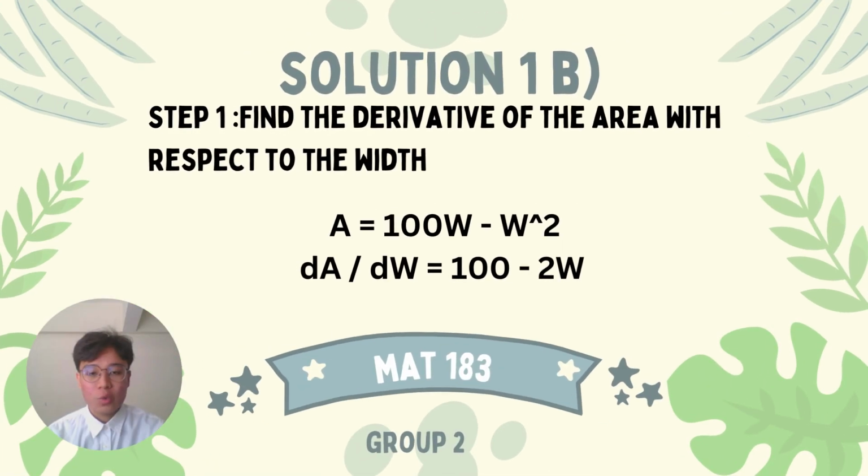As for question 1b, the first step we need to do is find the derivative of the area with respect to the width. We take the equation of the area, which is 100W minus W squared, and we differentiate it. So then we will get dA over dW equals to 100 minus 2W.